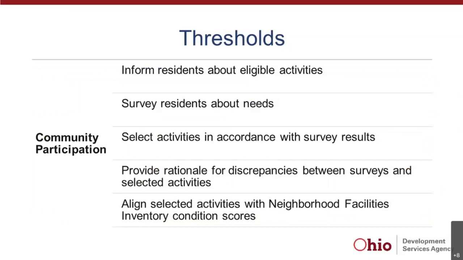We have also made community participation a threshold in addition to a scoring component this year. To meet the threshold, a community must first demonstrate it has informed residents about eligible activities, surveyed residents about their needs, selected activities for the grant application in accordance with the survey results, provided a rationale for discrepancies between the surveys and selected activities, and ensured selected activities aligned with the neighborhood facilities inventory condition scores.